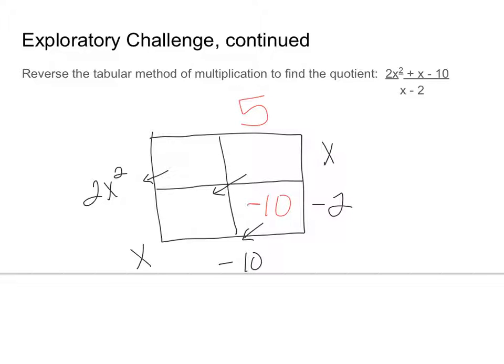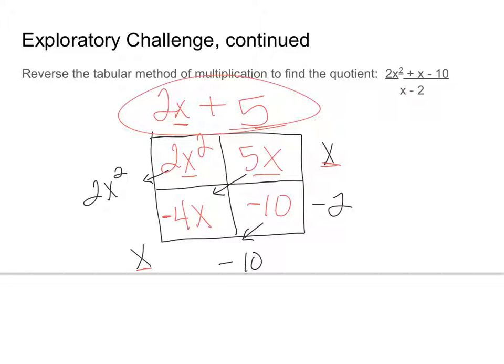And then we can multiply 5 times x. Okay, and then 5x minus x. But if we were to add these together, yep. So if we're adding these together, 5x plus a -4x equals x. And here's going to be just plain old 2x squared. So what times x gives me 2x squared? 2x. So right here is my answer. See, I just worked backwards.